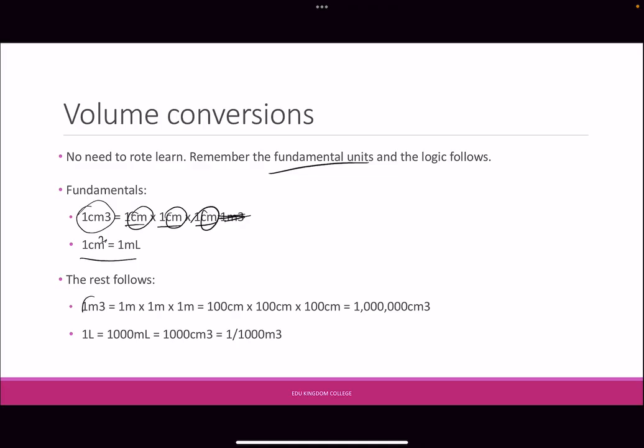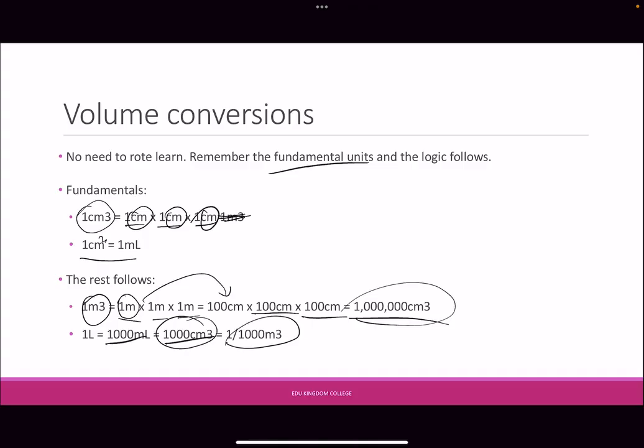Now the rest follows. So 1 meter cubed is 1 meter by 1 meter by 1 meter. If you want to convert that into centimeters cubed, 1 meter equals 100 centimeters, so it's going to be 100 times 100 times 100, which is 1,000,000 centimeters cubed. Now, 1 liter equals 1,000 milliliters, so that is going to be 1,000 centimeters cubed. And 1 meter cubed, if you remember, is 1,000,000 centimeters cubed. So 1 liter is 1 over 1,000 meters cubed, because it's only 1,000 centimeters cubed.